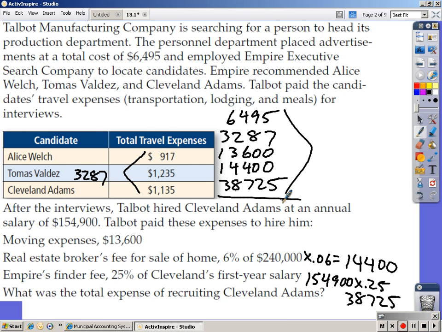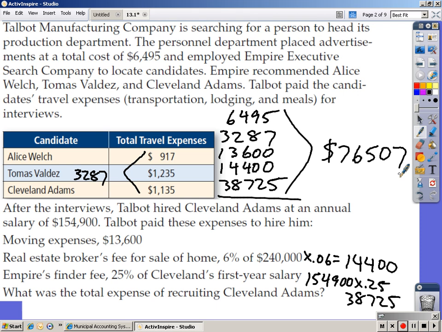$6,495 plus $3,287 plus $13,600, $14,400 plus $38,725 gives me a total of $76,507. Okay? Those were the expenses, the total expenses for recruiting one person to come work for the company. Okay? It's not cheap.